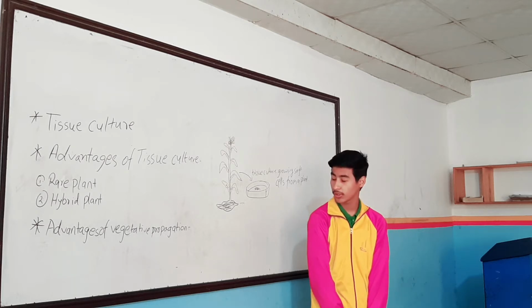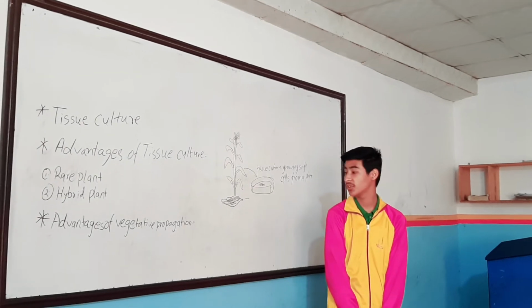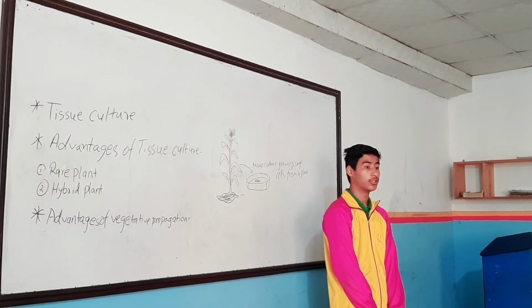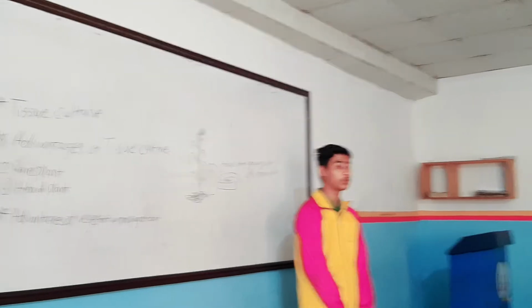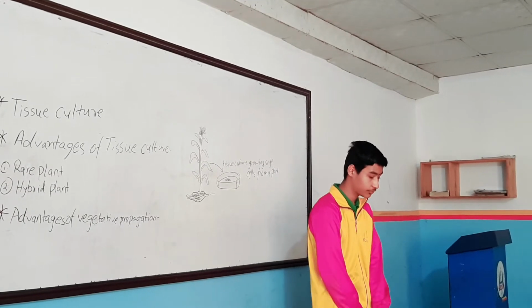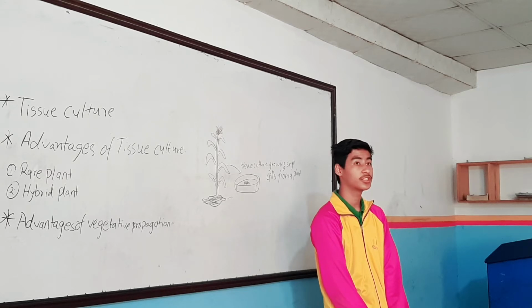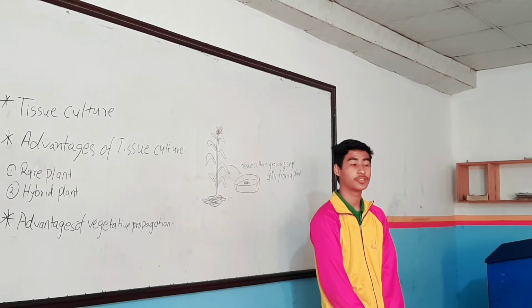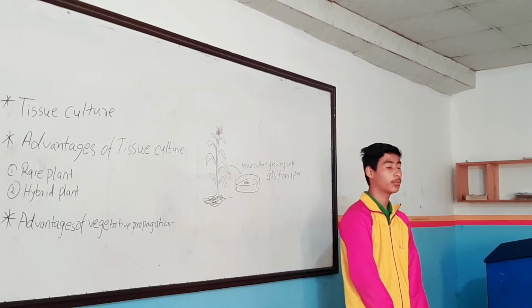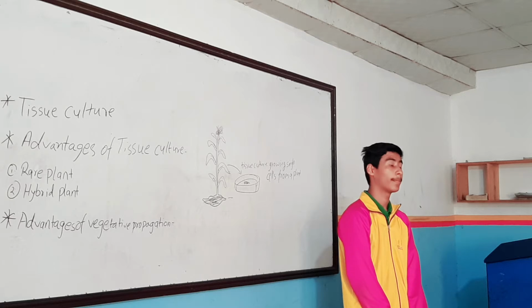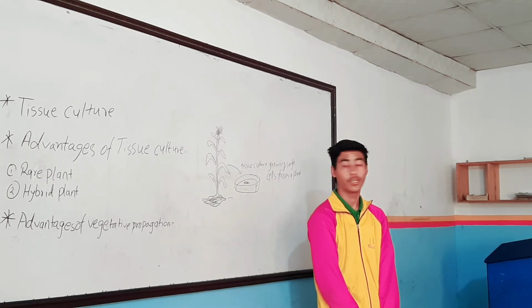And my next topic is advantages of vegetative propagation. Those plants which do not produce viable seeds, we can use this method for growing. For example, sugarcane, banana, and potatoes.